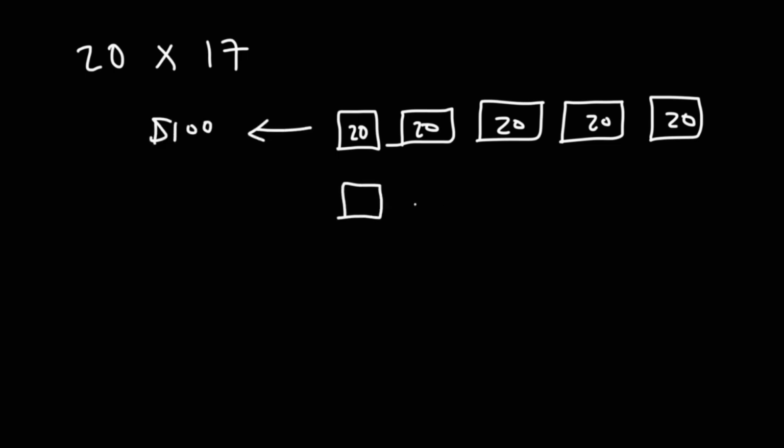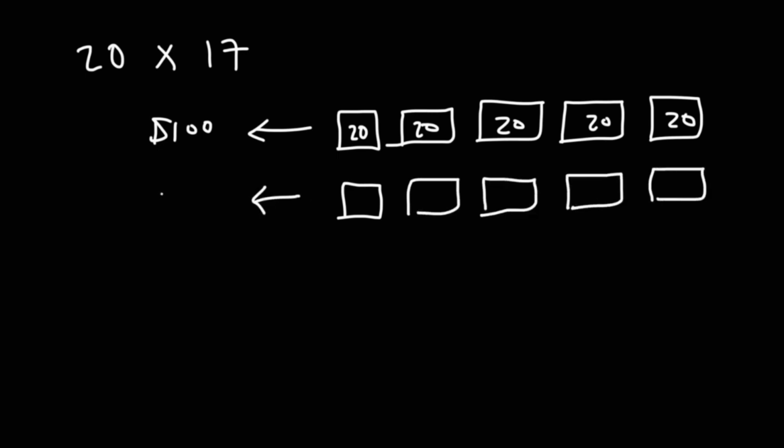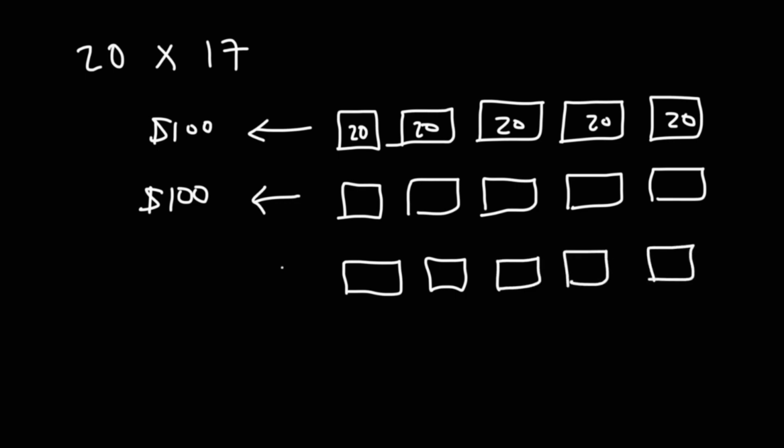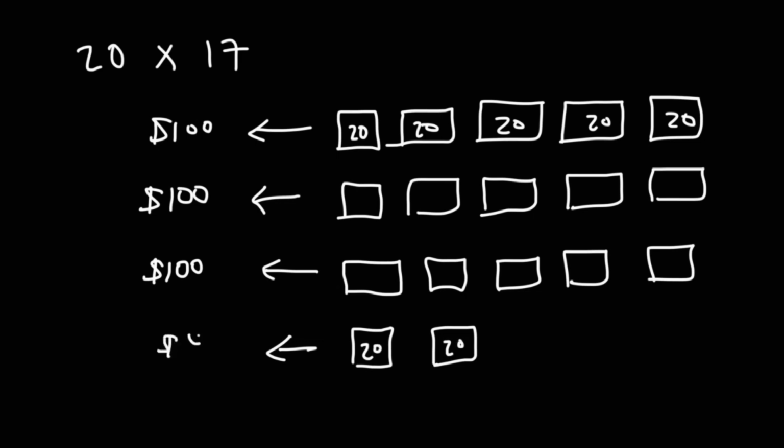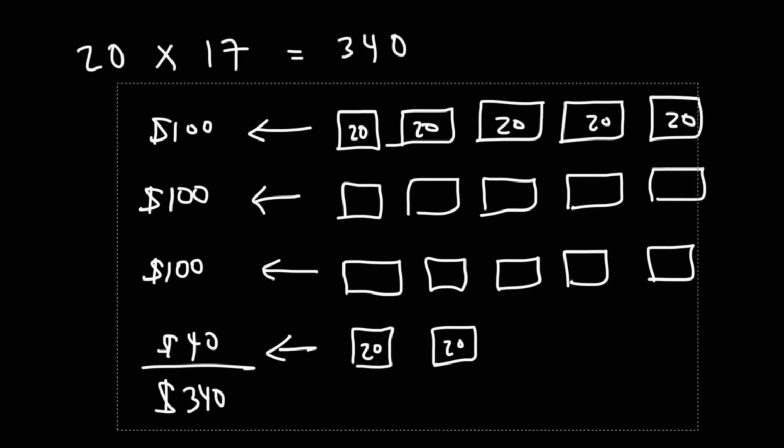Now picture another 5 $20 bills. That's another $100. And then picture another 5 $20 bills. That's 100 as well. So right now we have 15 $20 bills. We need 17. 2 $20 bills is 40. So the total money you would have if you had 17 $20 bills is $340. So 20 times 17 is 340. So you could use money to help you multiply two numbers.